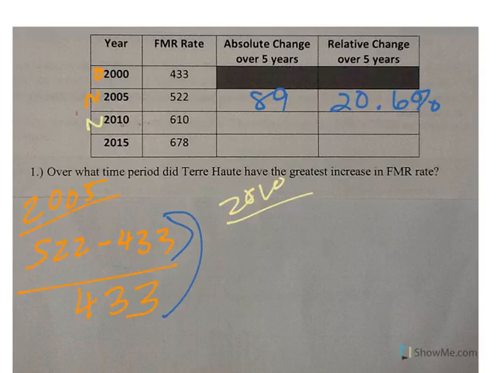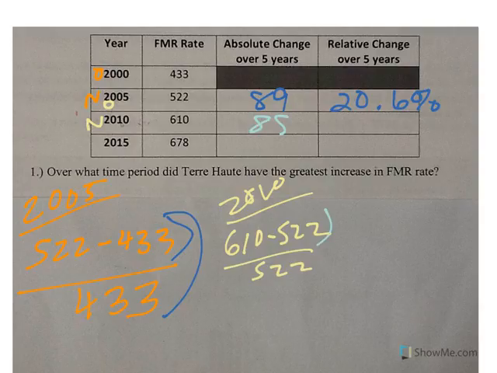And now 2010 is new, so that means 2005 is old. So 610 minus 522 divided by 522. Again, the numerator is going to give us the absolute change, which is 88. In the denominator, when we put the whole thing together, we get 16.9%.